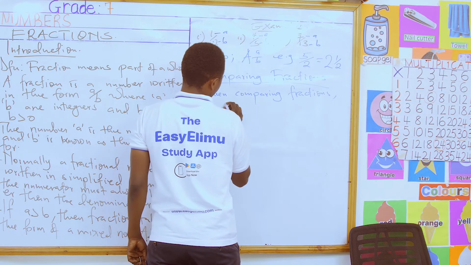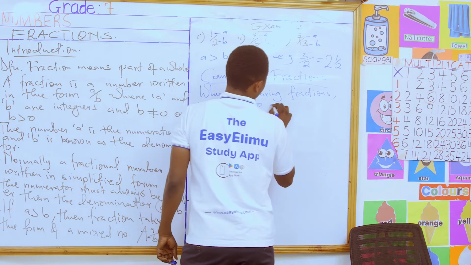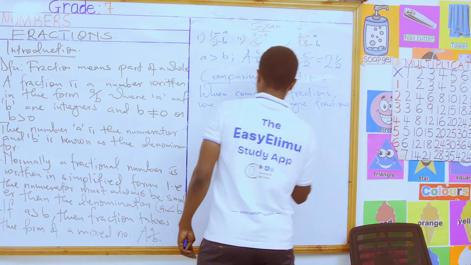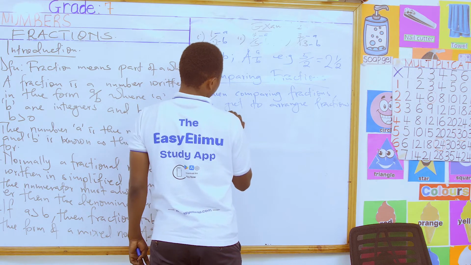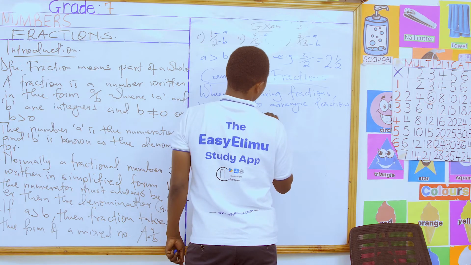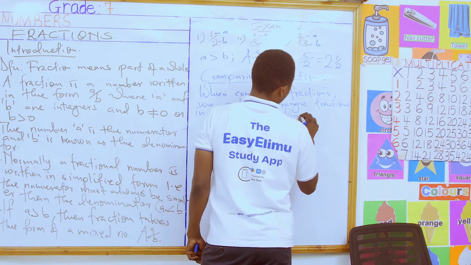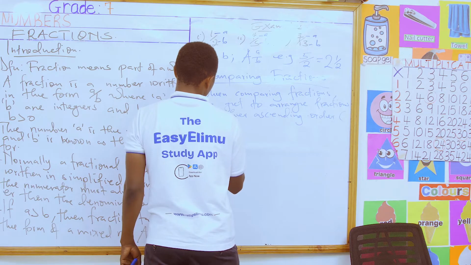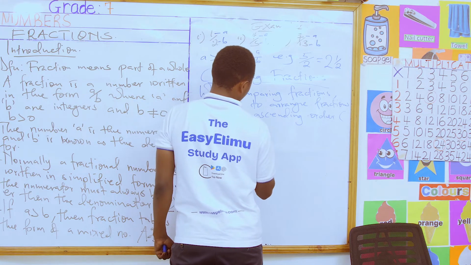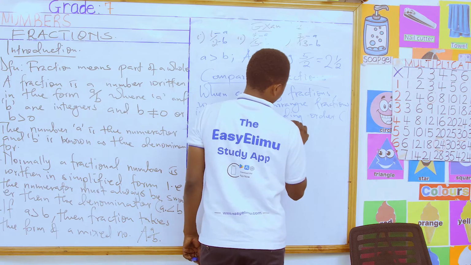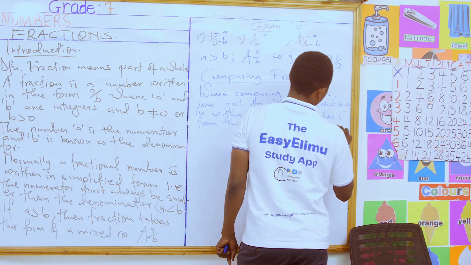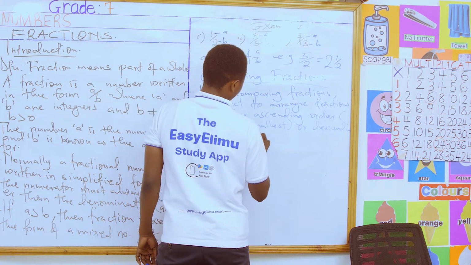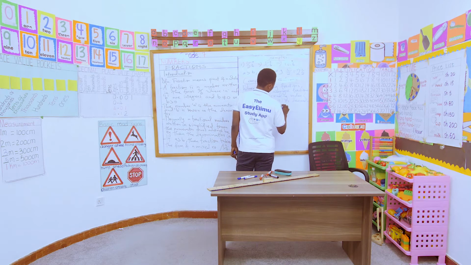we get to arrange fractions in either ascending order, in bracket from the smallest, or descending order, that is from the largest.